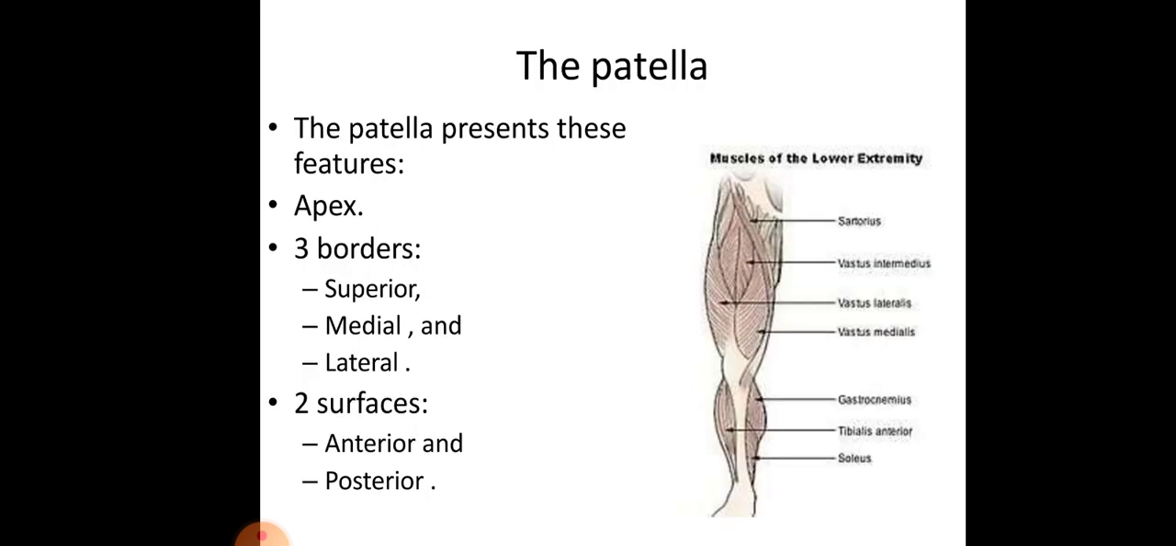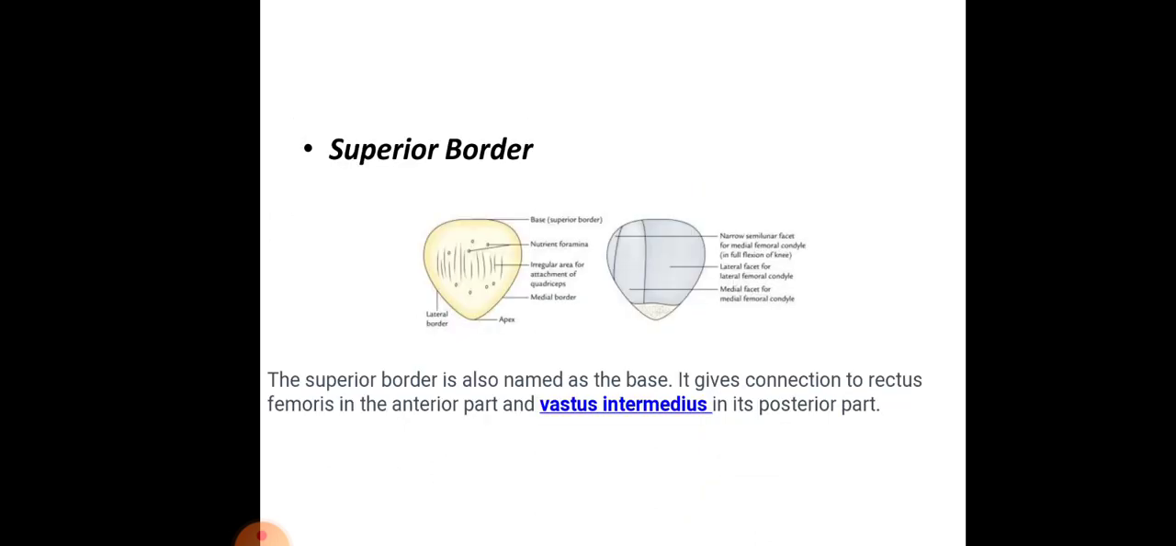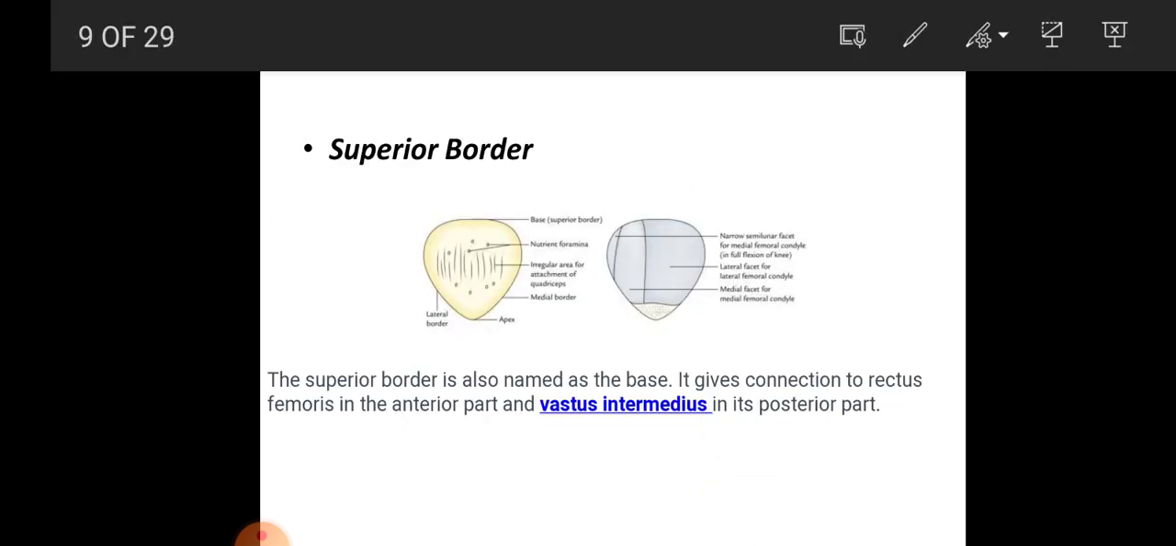So the features of the patella are the apex, three borders, superior, medial and lateral border, and two surfaces, anterior and posterior surface. So here we can see the superior border. This is the superior border. It is also known as the base of the patella. It gives connection to the rectus femoris muscle in the anterior part and vastus intermedius in the posterior part. So on the superior border we have attachments of two muscles, rectus femoris in the anterior part and the vastus intermedius in the posterior part.